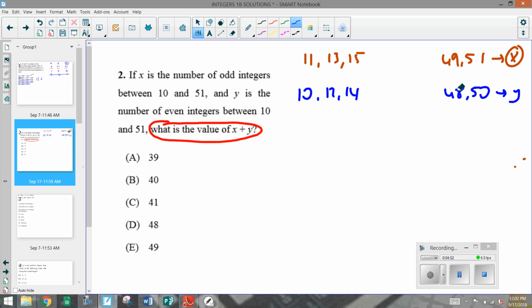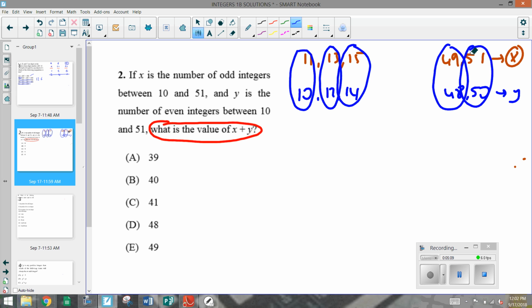Same number of odd and same number of even integers are here. Look at that. This is number 1, number 2, number 3, 4, 5, 6, 7, 8, 9, 10, and this one and that one. Basically, the number of odd and even integers are the same.